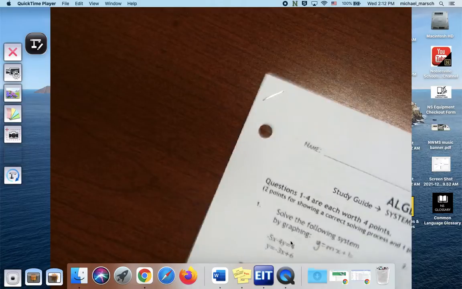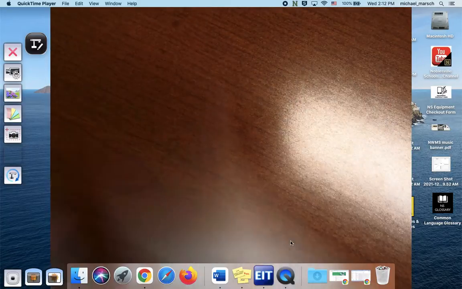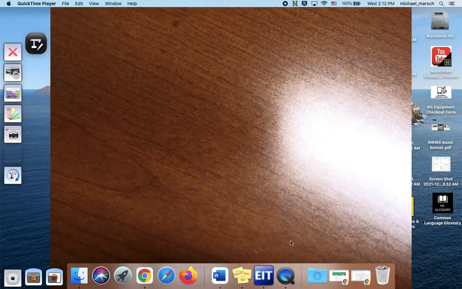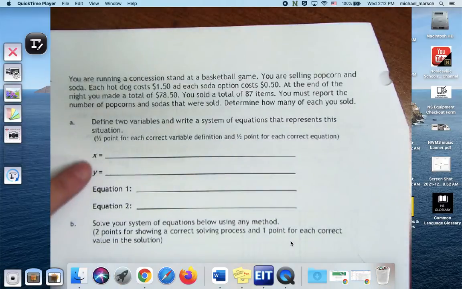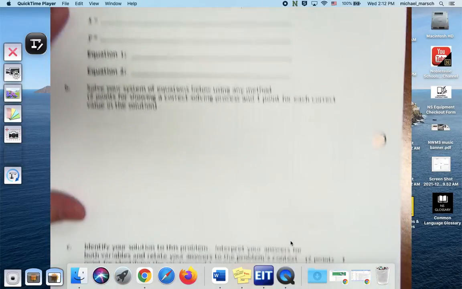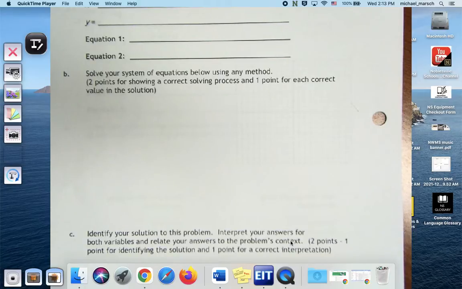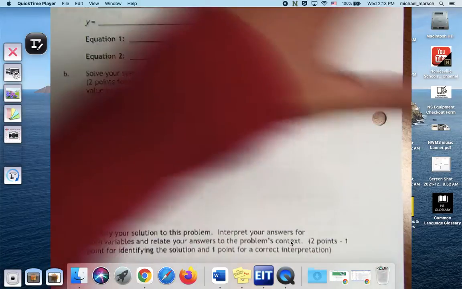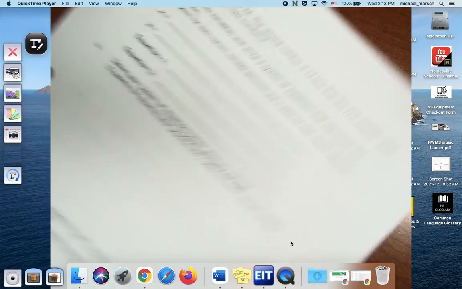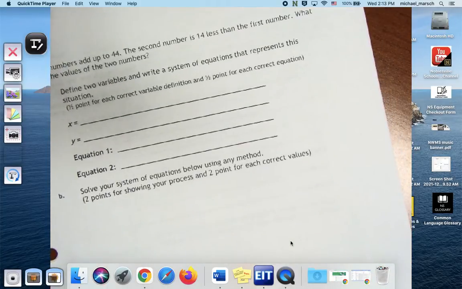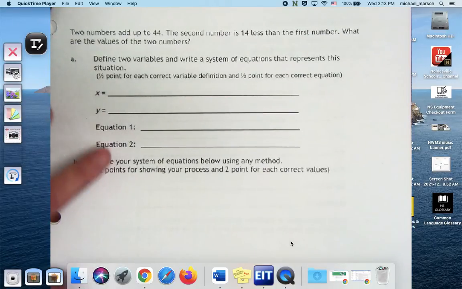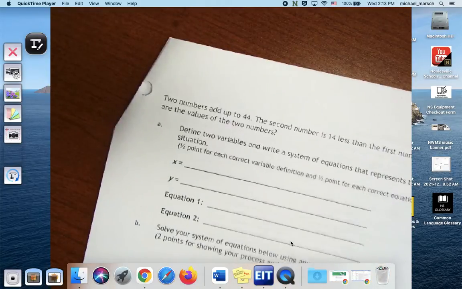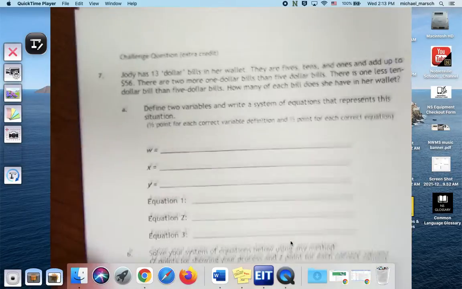Okay, next page. We've got a concession stand. How many of each item did you sell? So identify your variables, write the equation, solve, interpret. This is like the packet we just did. Same thing with number 6. Identify first and second number, write your equations, solve however you want, interpret. And then the last one is the challenge question.